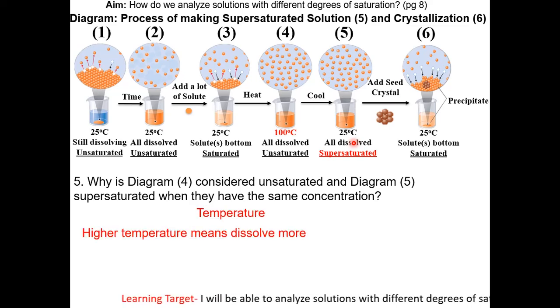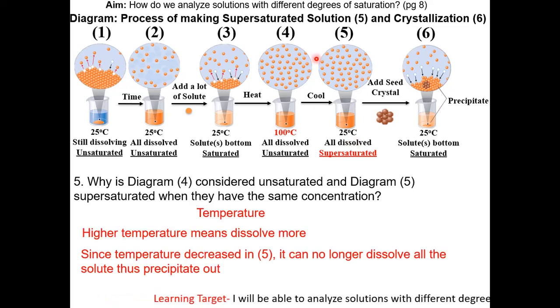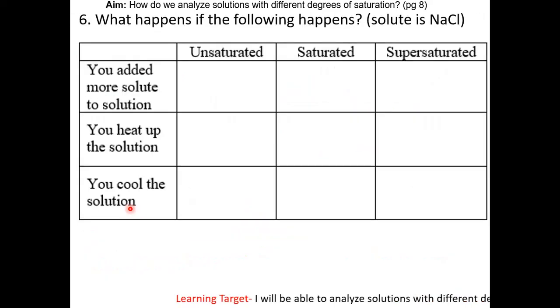Higher temperature means it can dissolve more solute. Notice when you go from diagram 4 to diagram 5, the temperature decreases. So a supersaturated solution is a temporary state. Given enough time, the solute that's dissolved will precipitate out and the solution will become saturated as seen in diagram 3. Next, we're going to analyze 3 scenarios of unsaturated, saturated, and supersaturated solutions with a solute that's NaCl.